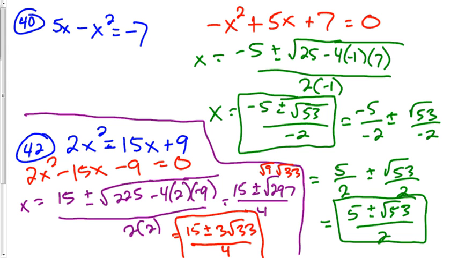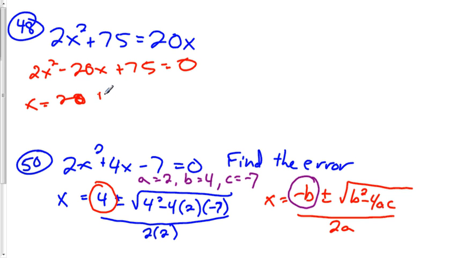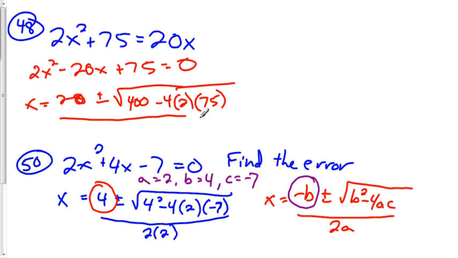Okay. Number 48, same exact problem. So let's first rewrite it. 2x squared minus 20x plus 75 equals 0. x equals negative b, so that's 20. Let's try that again. 20 plus or minus square root of b squared is going to be positive 400. Please make sure that's always positive. 4 times 2 times 75 all over 2a. 4 times 2 is 8. 8 times 75 is what? 600. 400 minus 600 is going to be negative 200.